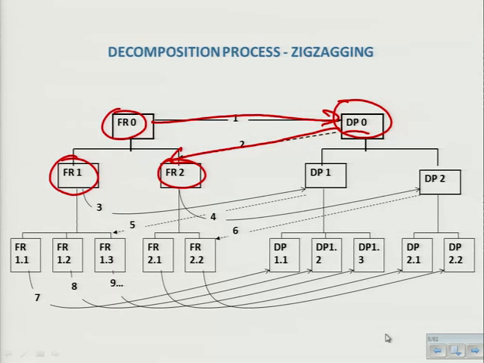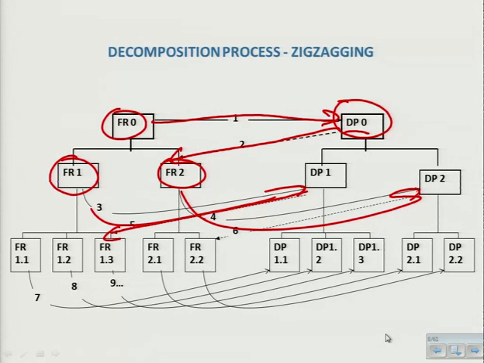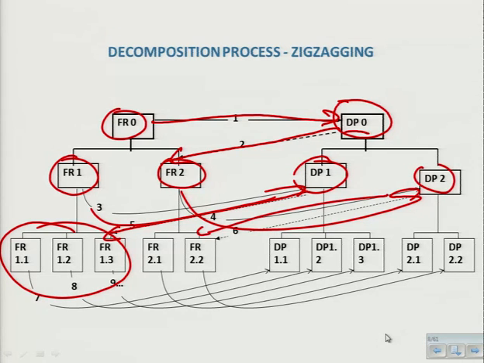So after you get FR1 and FR2, similarly now we're doing DP1 and DP2, and then once we get DP1 and DP2, we're going back and decomposing FR1 and FR2 with a constraint of DP1 to generate 1.1, 1.2, 1.3, and so on. And then do the same thing with DP2, and then select DPs to match those FRs.